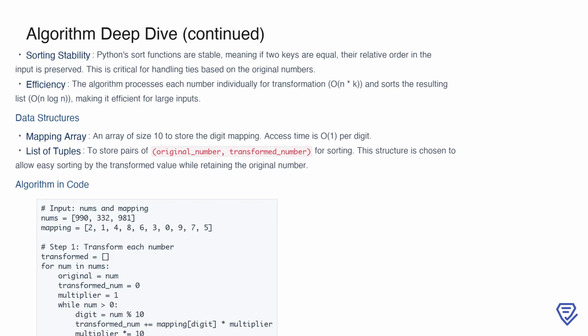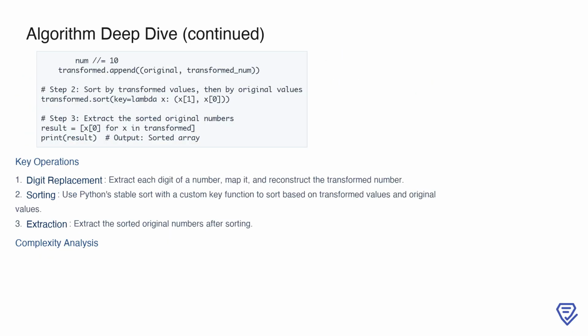First, we iterate over the numbers in nums, map their digits one by one using the mapping array, and reconstruct the transformed numbers. These are paired with their original counterparts and stored in a list for sorting. After the transformation, sorting the list of tuples is the next critical step. Using Python's built-in sorted function, we specify a custom key that sorts the tuples first by the transformed value and then by the original number. This ensures the correct order based on the transformation while maintaining stability.